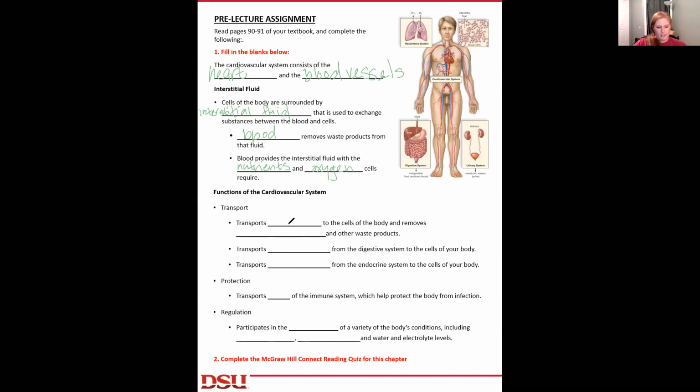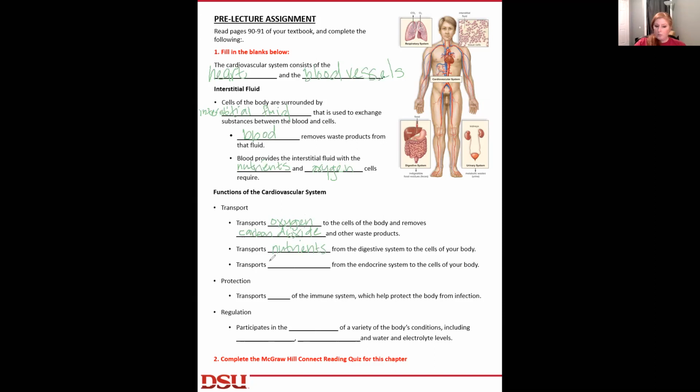Some of the functions, transport. So some of the things that are transported, we've got oxygen that goes to the cells for cellular respiration, goodness. And then it removes carbon dioxide and other waste products. It also transports nutrients from the digestive tract, digestive system, to other parts of the body, to the cells where it's used for life processes.